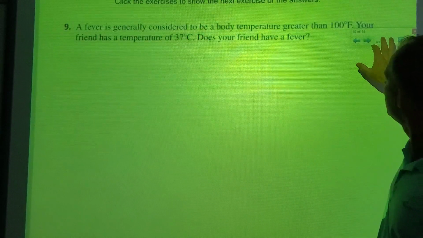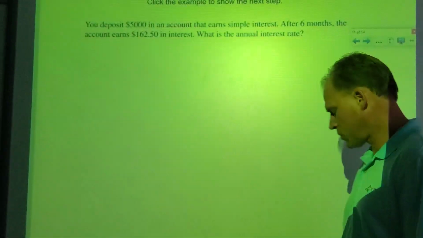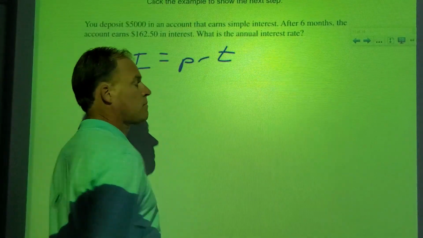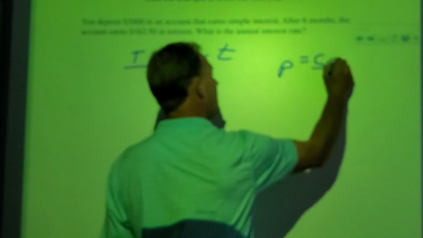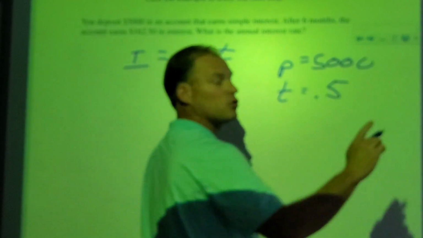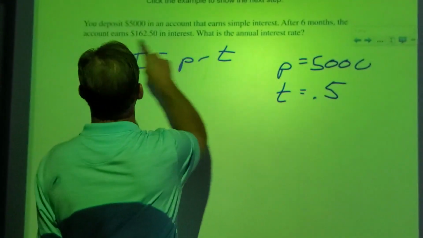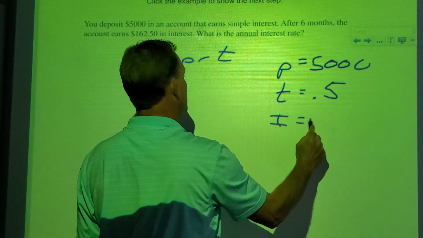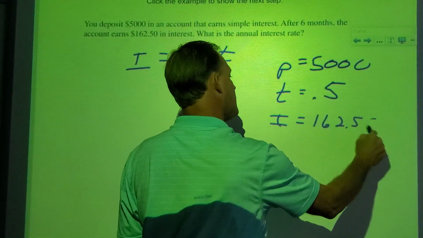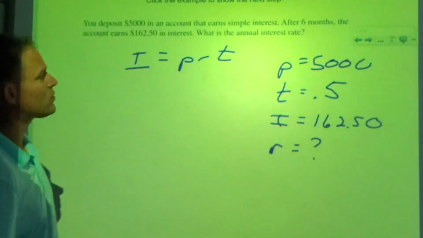So again, a lot of these, the way you would normally do it, so let's take a look at something like this. The way you normally do it, it tells you right here your deposit. So the principal is 5,000, 6 months, so time is 0.5, because remember time is in years, 6 months is half a year, and earns, so the interest is 162.50, and it's asking you the rate. Okay, so that's what this problem is asking you to do.